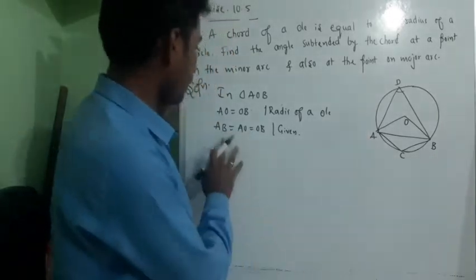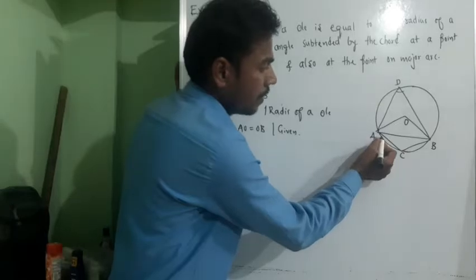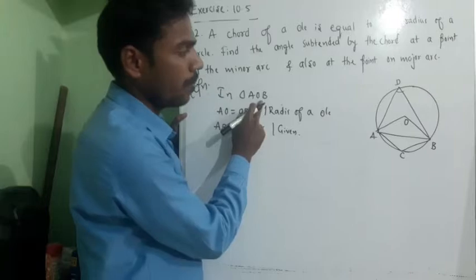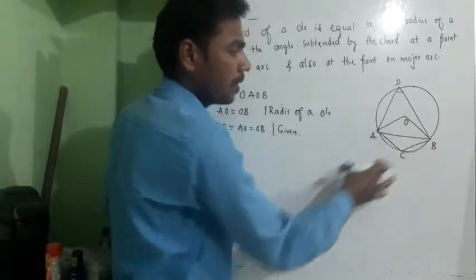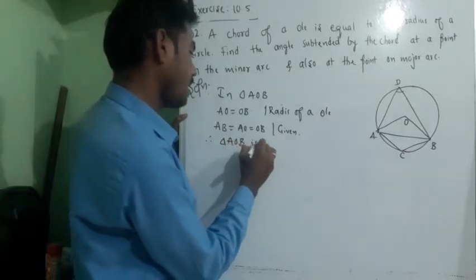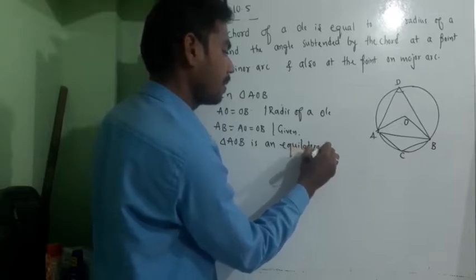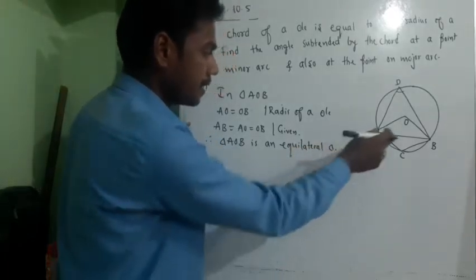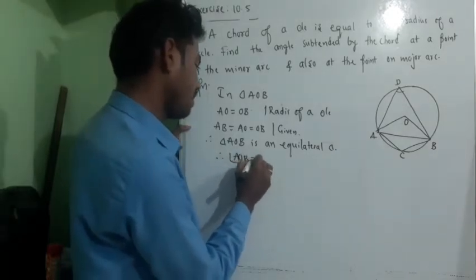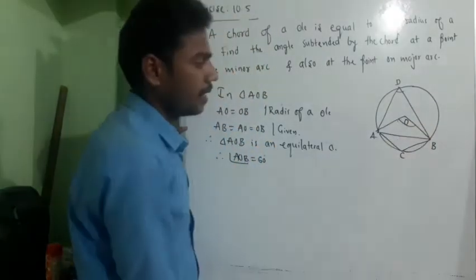Now where we are: AB is equal to AO is equal to OB. Now what do we need to do? We need to find this angle. Before that, since in triangle AOB, AO is equal to OB is equal to AB, therefore triangle AOB is an equilateral triangle. So therefore angle AOB is equal to 60 degrees.